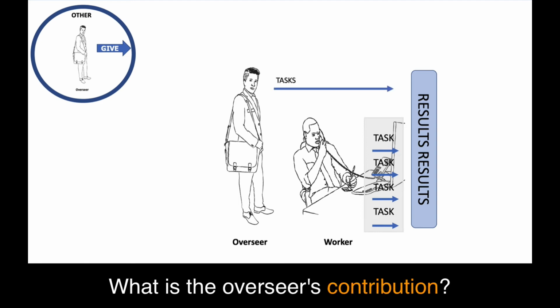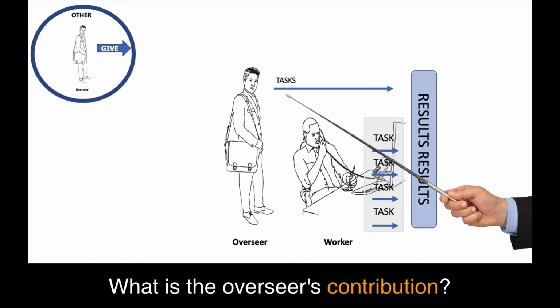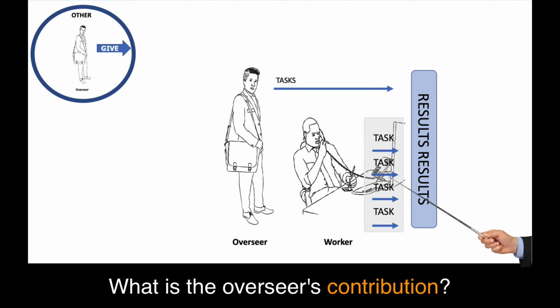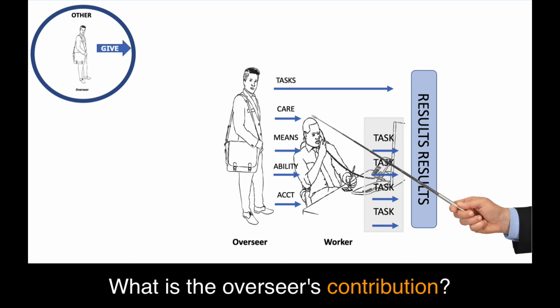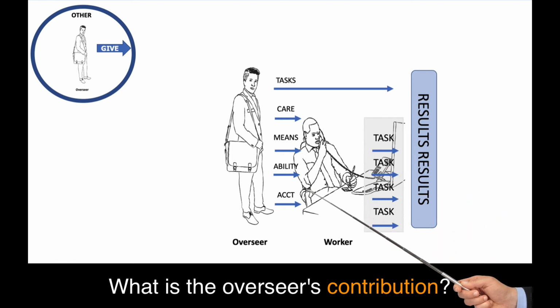And first of all, the overseer might be doing certain tasks himself. He might be doing a report for his boss. He might be sitting in on a job grading committee, all sorts of tasks he might be doing himself. But the rest of what he does gets delivered for him through the worker. And the question is, what's the overseer's contribution with regard to what gets done through the worker? And clearly, that contribution is to care for the worker, to look after the worker, and to give the worker the means, the ability, and the accountability to do what the worker is required to do.